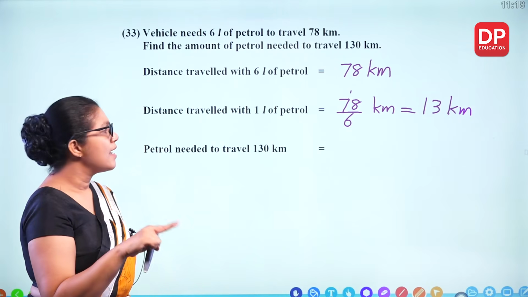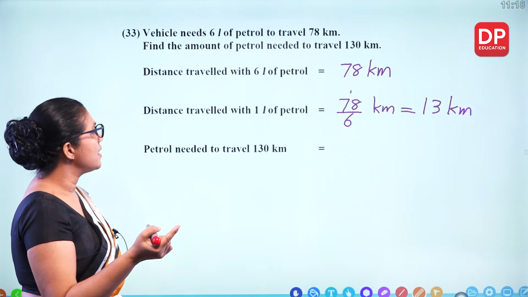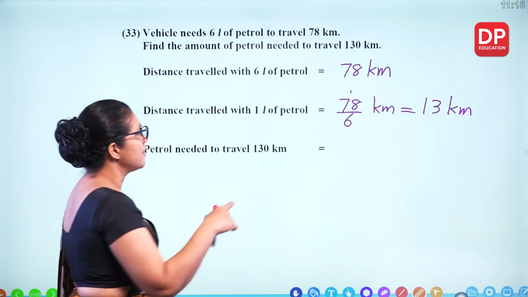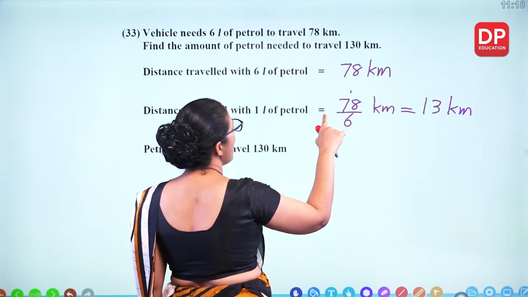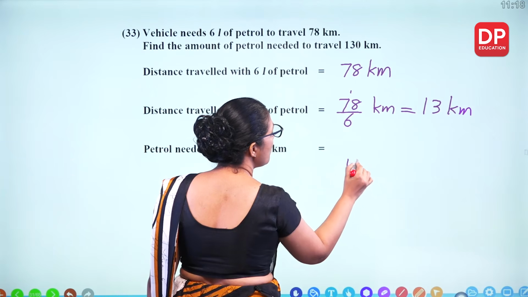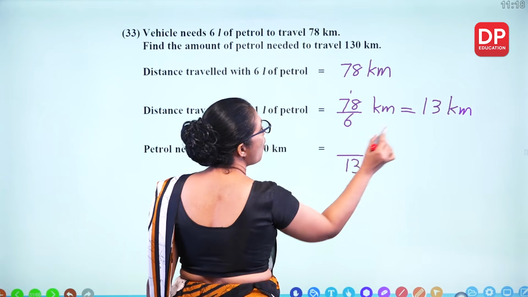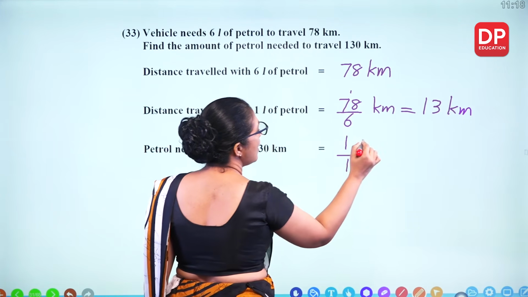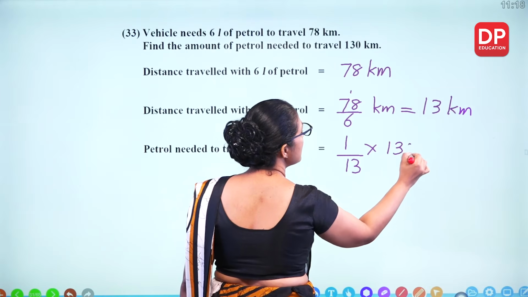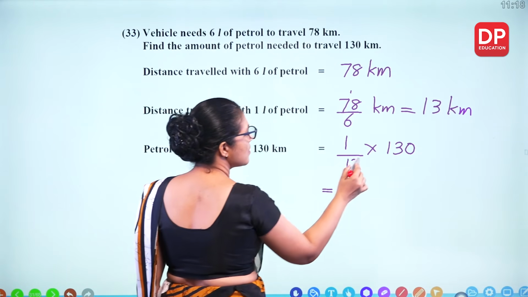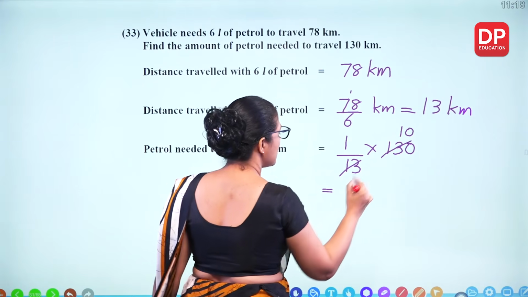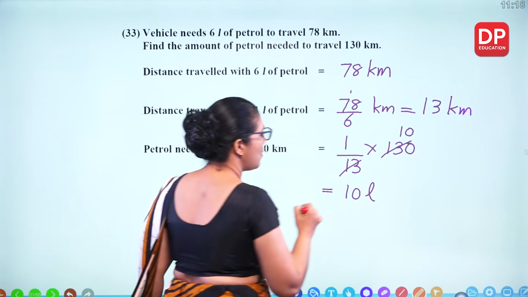Then they're asking if it's 130 kilometers, the petrol needed. You can do the ratio other way around now. 13 kilometers, 1 liter of petrol. And for 130 kilometers, you multiply by 130. So you need 10 liters of petrol.